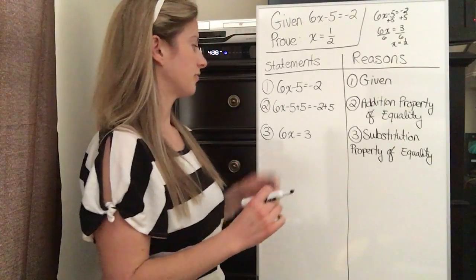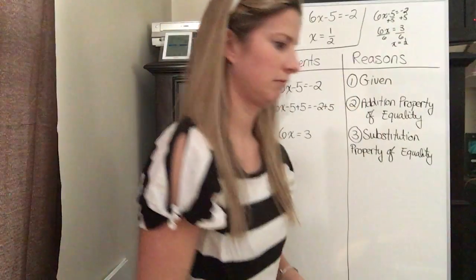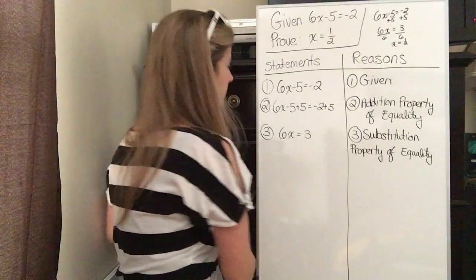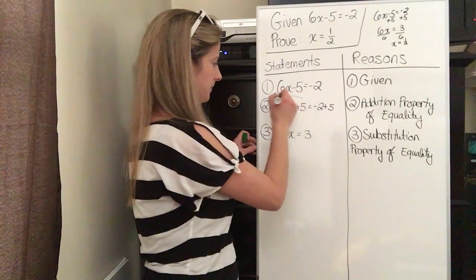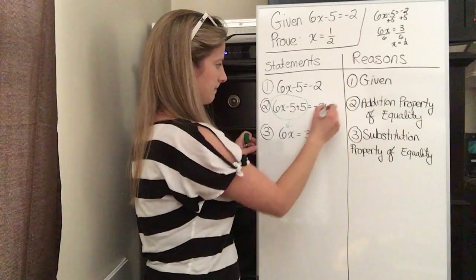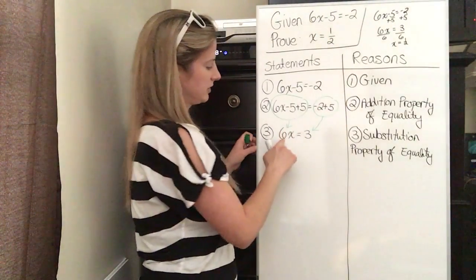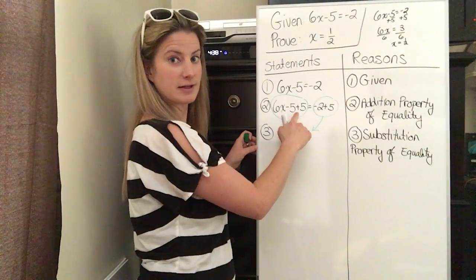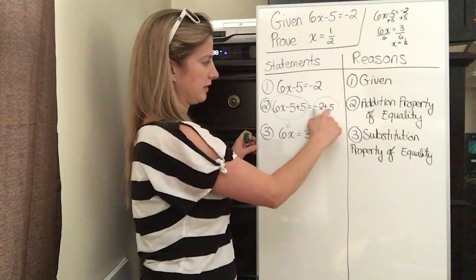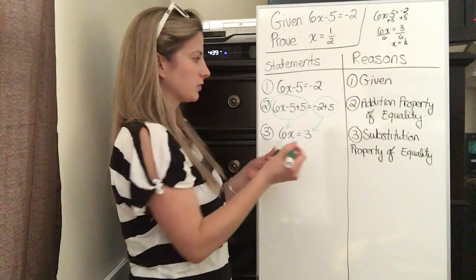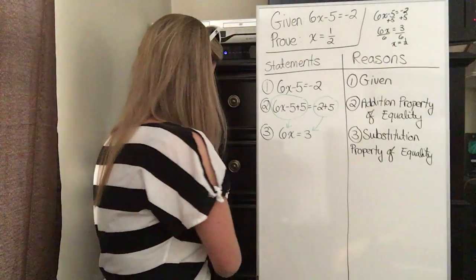Okay, now the reason for that is, I have another colored pen over here, that what we're doing is we are substituting 6x for this, and we are substituting 3 for -2 plus 5. So that's why we call it substitution.